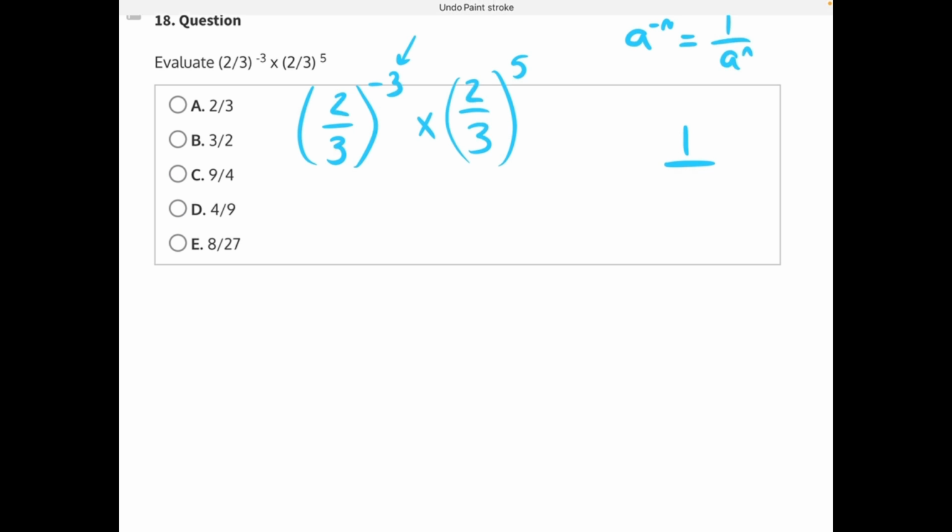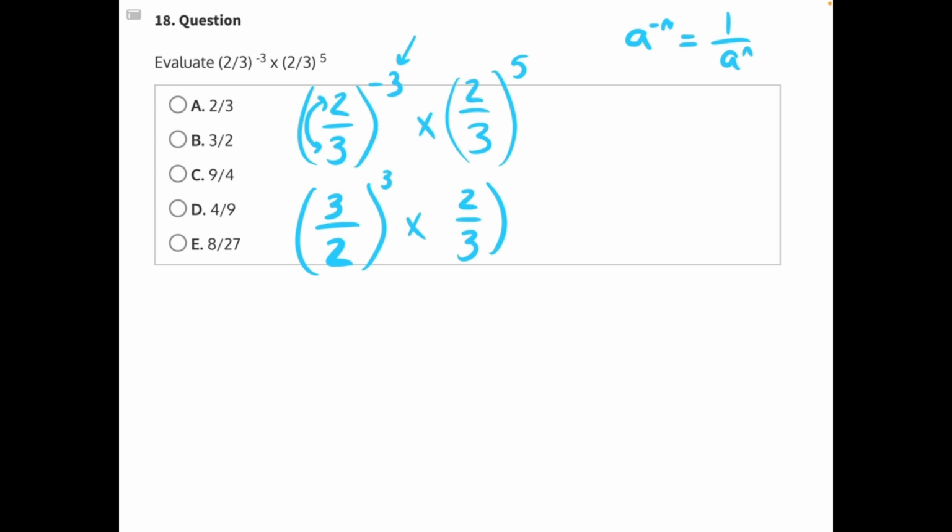In this case, since we have a full fraction with a numerator and denominator, we're going to need to flip the numerator and denominator to find its reciprocal. So the reciprocal of 2/3 is 3 over 2. And now it is 3/2 to the positive 3 power times 2/3 to the positive 5 power. And now we can start to do this multiplication.